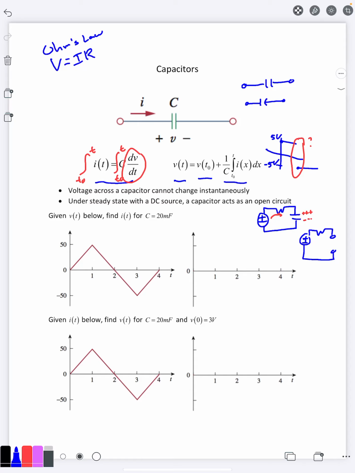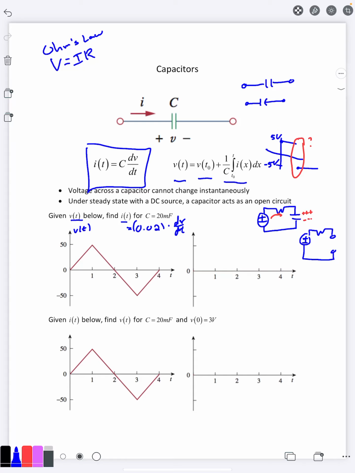Now, for the last thing here, we have a couple of quick examples of how we can use our relationships between current and voltage in order to figure out things for a given capacitor. We had this relationship that the current is C times the derivative of the voltage. We have the voltage here as a graph. We want to find the current. So again, it's going to be C, which is 0.02, that's 20 millifarads, times the derivative of the voltage here.